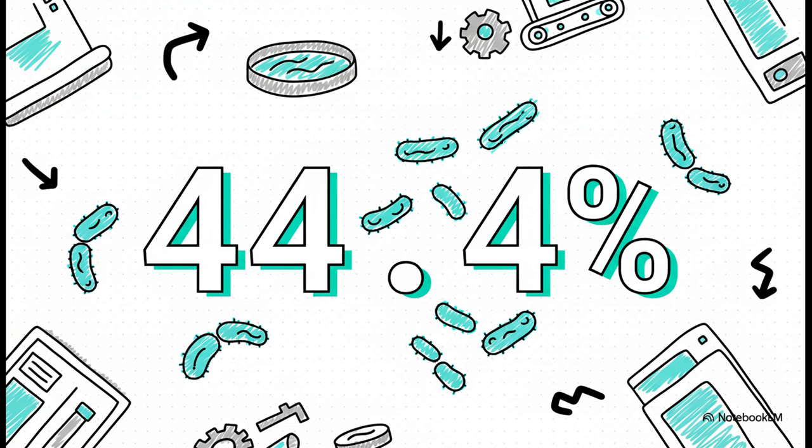44.4%. That's the reported overall mortality rate for infections caused by the entire Psychrobacter genus. Just let that sink in for a second. This is not some lab curiosity we're chasing. We're talking about serious, life-threatening infections where the stakes are as high as they get.